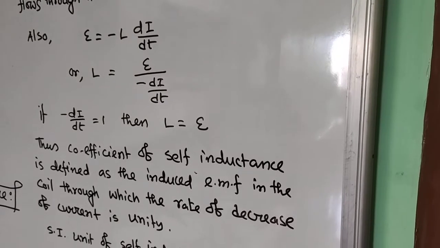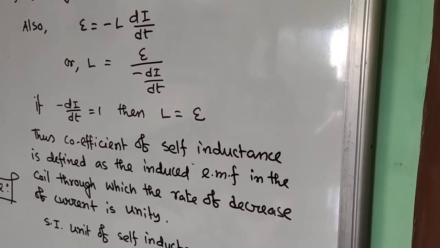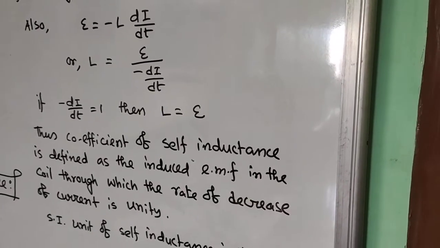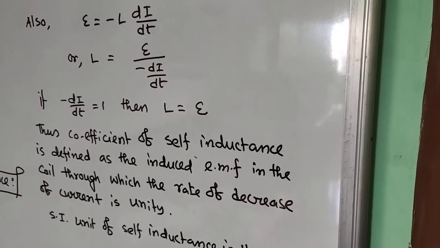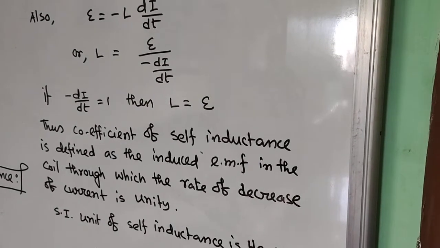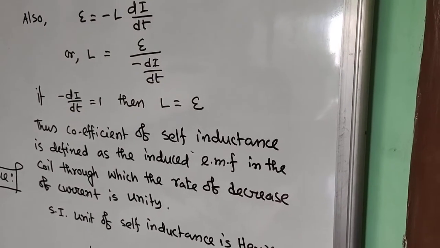So what we have written, let me read out. Thus the coefficient of self-inductance is defined as the induced EMF in the coil when the rate of decrease of current is unity. So as minus di dt equal to 1, that's why we have said the rate of decrease of current. The negative sign shows that it is a decrease.